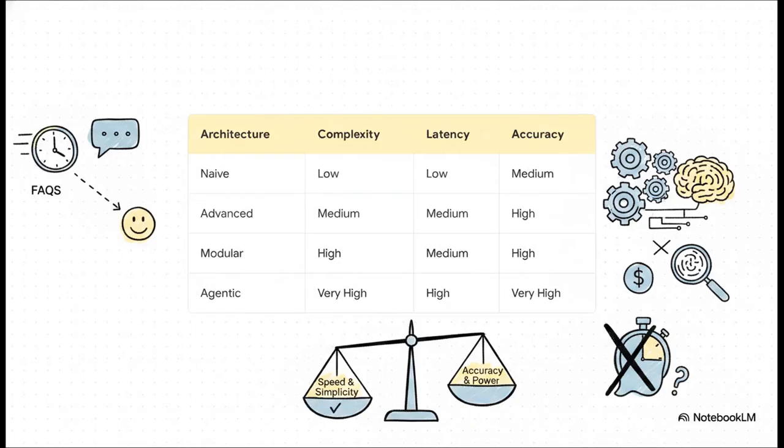Now, there are some absolutely crucial engineering trade-offs you have to consider here. Think about the naive architecture. It has low complexity and low latency, meaning it's super fast, but its accuracy is, well, just medium. It's great for simple customer FAQs. But on the other hand, agentic RAG gives you very high accuracy, which is non-negotiable for complex reasoning tasks like financial analysis or medical diagnosis. However, the trade-off: very high complexity and high latency. Basically, you're sacrificing speed to ensure the AI doesn't make things up.